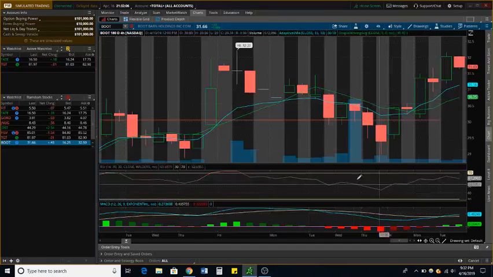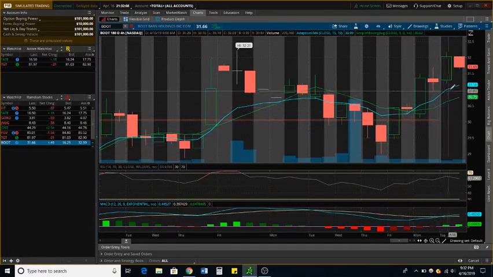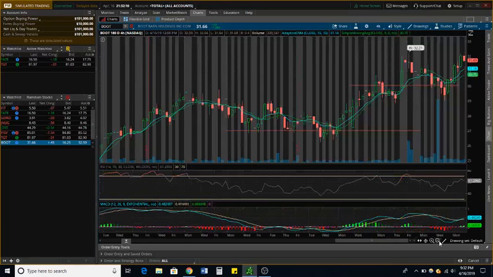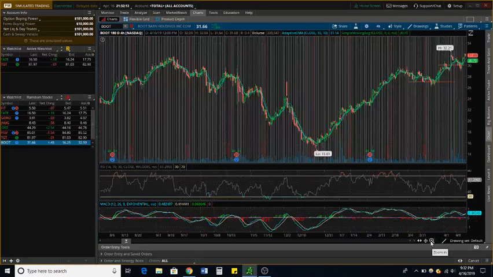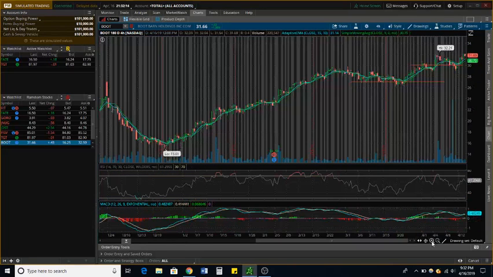Let me just look at this part. It's above the EMA. The EMA is pointing up. Nice stock. Not bad. This is another one I would probably put on active watch list. Okay, I think that's going to be enough for today.